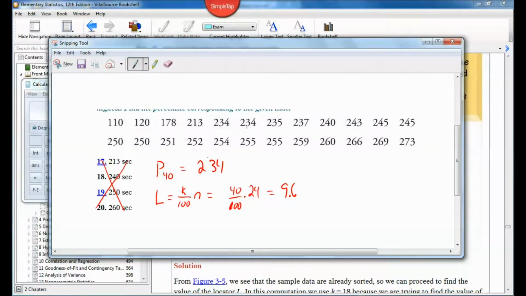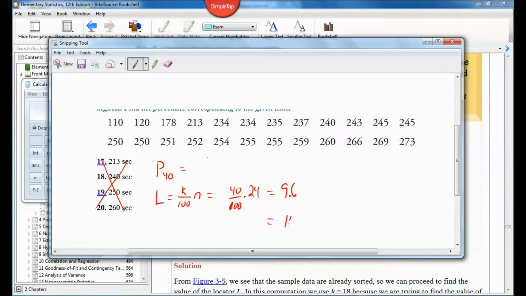All right. So how do we find P 40, or the 40th percentile? We first find L. You find L by saying whatever percentile divided by 100 times the number of data items in the set. There are 24 up here. So 40 divided by 100 times 24 is 9.6. If you get a decimal, you round up. So it doesn't matter if this was 9.1 or 9.6. It says to round up.